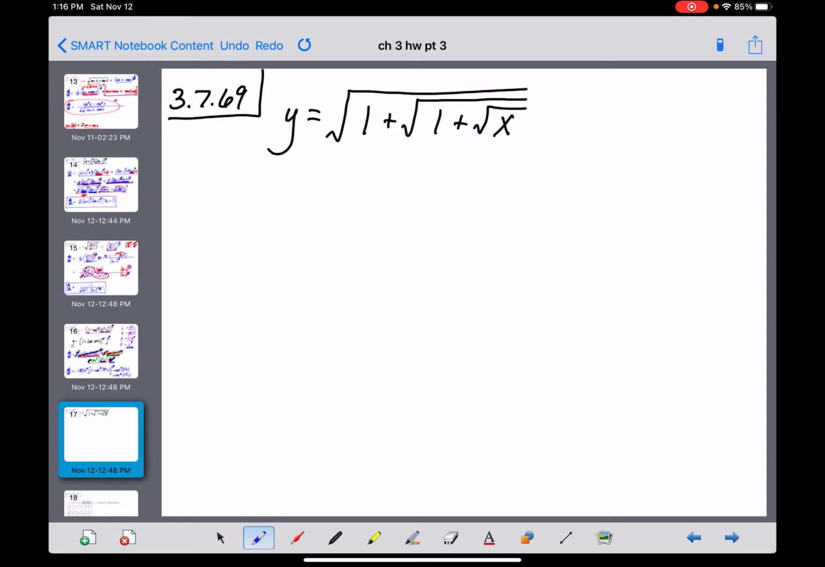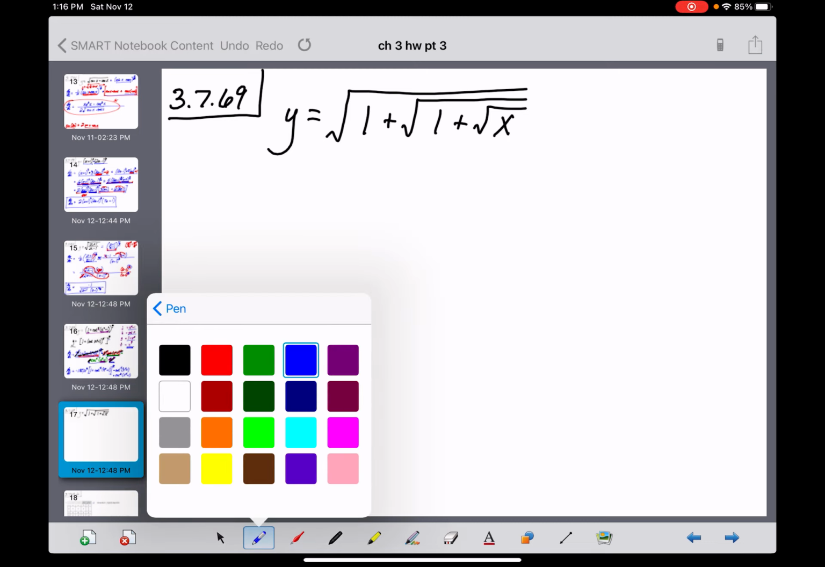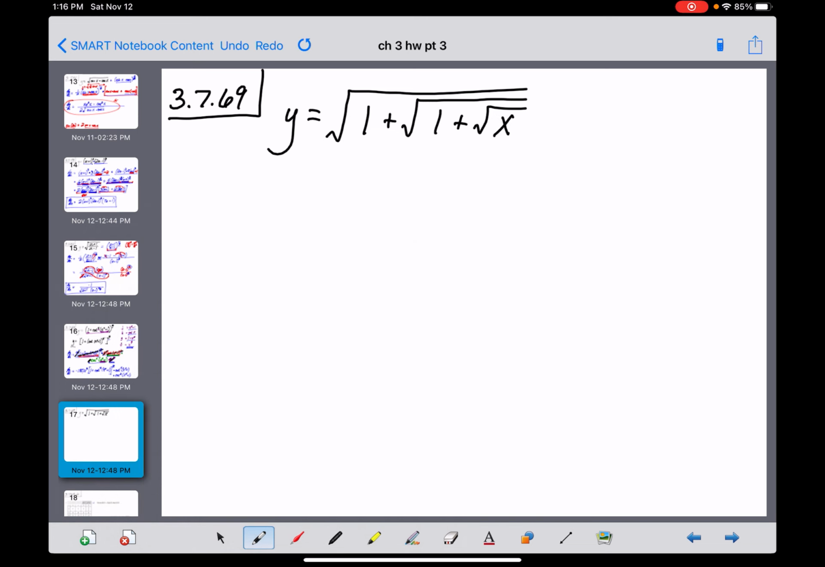Problem 69 is another really tough problem right here. We've got y is equal to, holy cow, and there are 3 square roots embedded here. So I think the very first thing we ought to do before anything else is rewrite this expression in a different way, because those square roots don't really help us all that much.